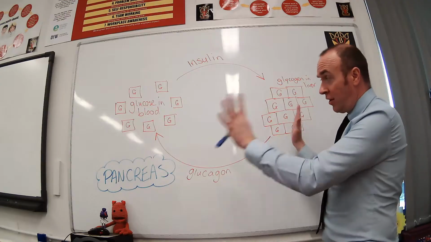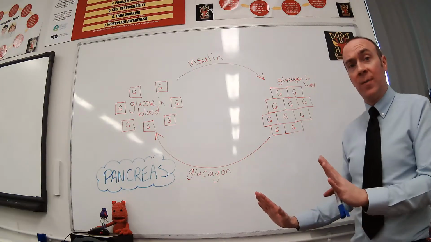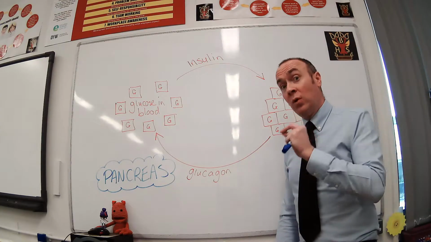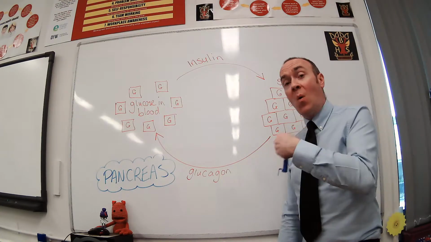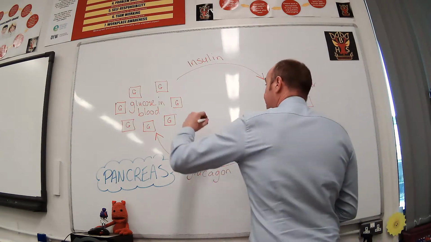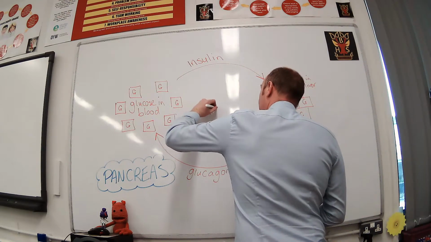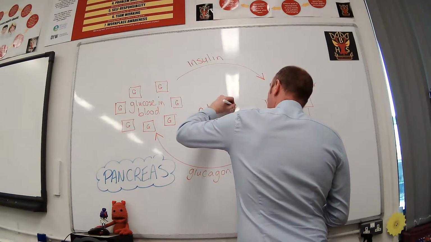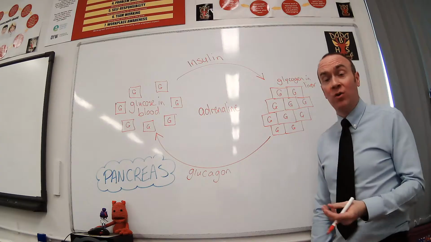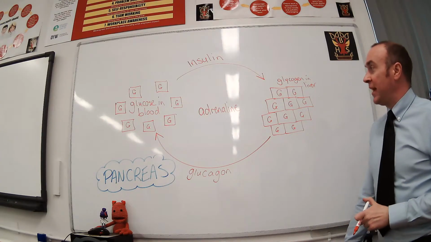Now that is nothing new to those of you who have done National 5 biology. There should be nothing new on the board at all. What is introduced at higher level to this is the concept of adrenaline. Now, adrenaline is a chemical released by your adrenal glands. It's released by parts of the brain.